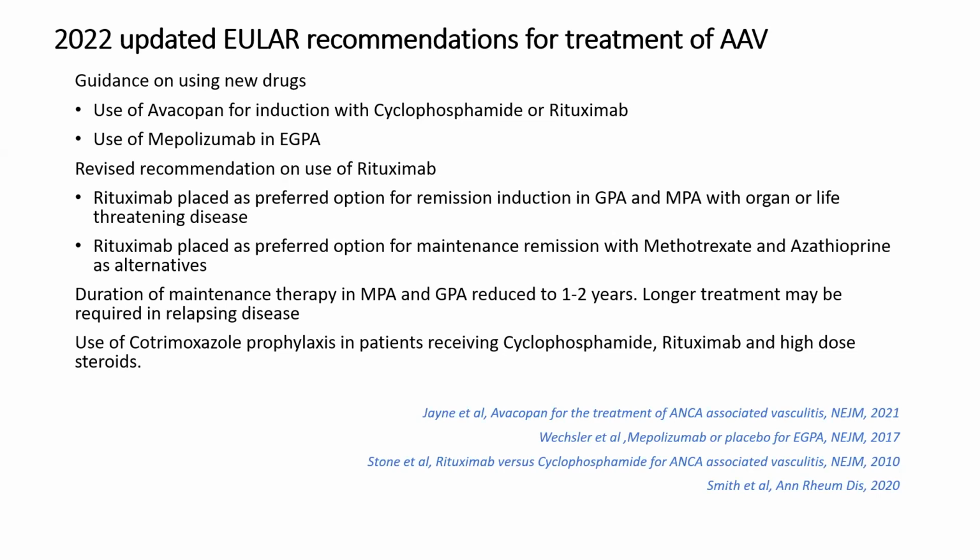The duration of maintenance therapy, remember from the 2016 slide, I said it's at least 2 years, but now they've recommended that it can be reduced to 1 to 2 years, and only when there's relapsing disease, you can treat for longer. And they also emphasize the use of cotrimoxazole prophylaxis in patients receiving these immunosuppressants to guard against infections.